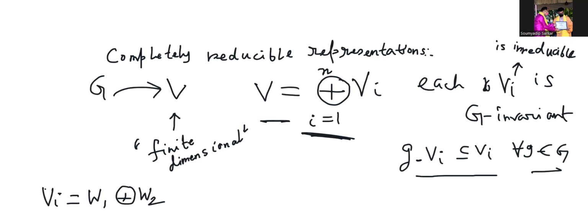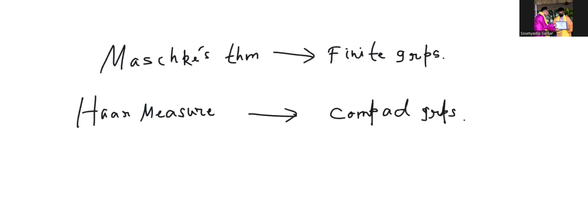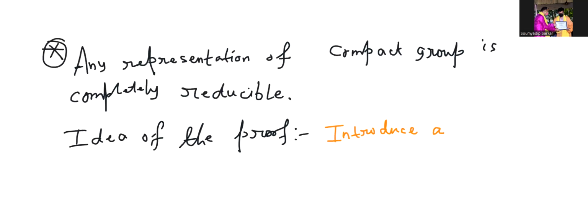Now for a compact group, what happens? In general, when you study a representation of a group, a representation may not be completely reducible. For finite groups, we have this powerful theorem called Maschke's theorem, which helps you to prove that a representation of a finite group is completely reducible. And Haar measure actually helps us to prove the same theorem for compact groups. Using Haar measure, how to prove this? Any representation of a compact group is completely reducible. So how to prove this? The idea of the proof.